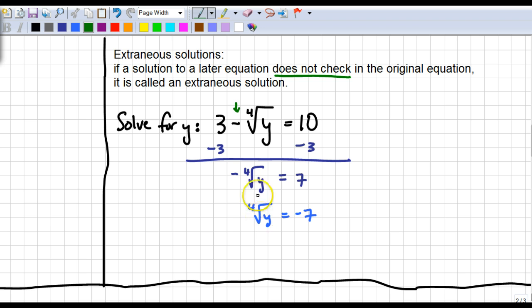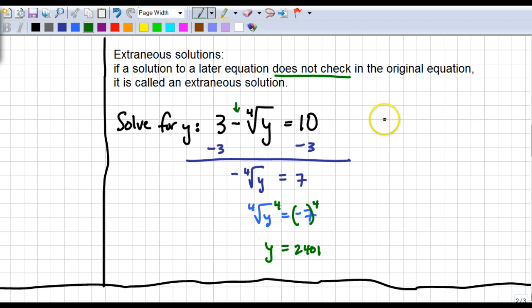We're still trying to solve for y. This radical bar is in our way. It's a 4th root, so to undo it, I'm going to raise to the 4. Keep in mind that that negative and that 7 go together, so the parentheses need to be there. If I do negative 7 to the 4, I'm going to get a positive number. That's the problem with this particular solution that we're doing.